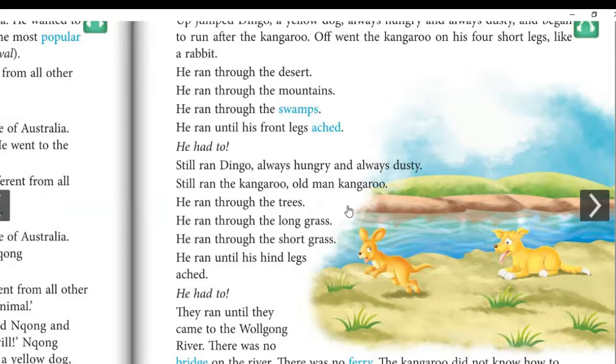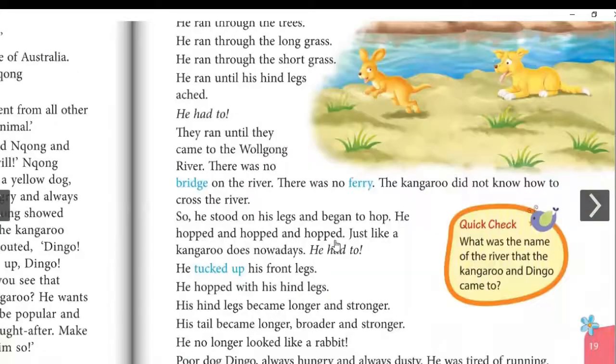Still Dingo ran, always hungry and always dusty. Yes, still the kangaroo also ran, old man kangaroo. So now he was very old. He ran through trees, long grass, and short grass until his legs ached. They ran until they came to the Walgong River. Where did they come finally? They came to the Walgong River. There was no bridge on the river. What does a bridge mean?